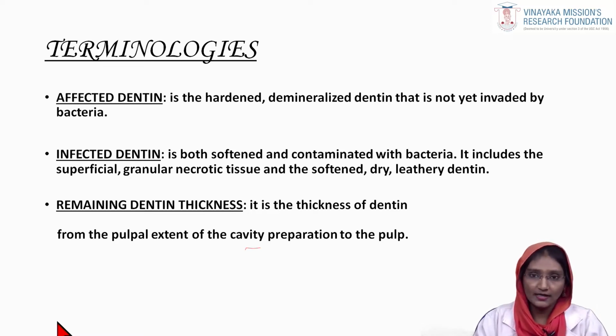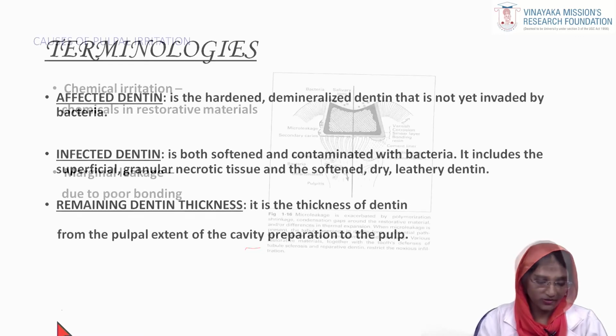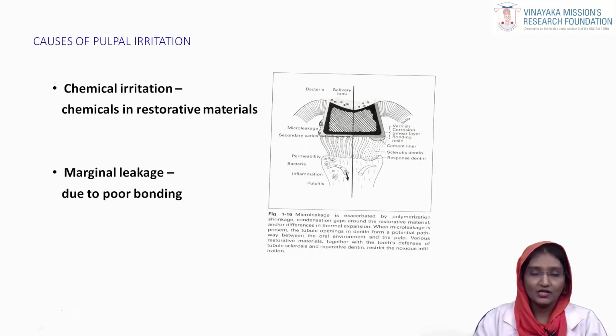The remaining dentinal thickness is the dentin thickness present between the base of the restoration and the pulp. Next, the causes of pulpal irritation. Chemical irritation is the first and foremost irritation to the pulpal tissues. The chemicals from the restorative material leach out into the dentinal tubules and irritate the pulpal tissues. Next is marginal leakage. Marginal leakage is due to poor bonding of the restorative materials to the tooth surface.